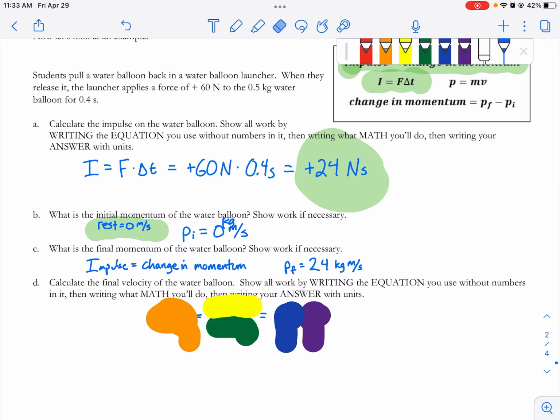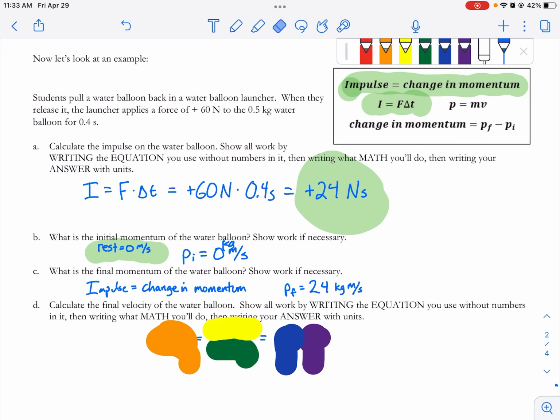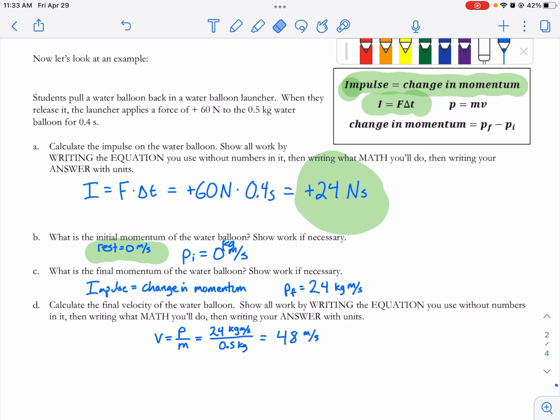The last one, I need to calculate the final velocity of the water balloon. Now this one, remember, you're going to have more equations than just these in this box on the test. And so when I'm trying to find the velocity from the momentum, I can use this equation, v equals p over m. I'm going to be plugging in that momentum that I have now at the end when the balloon leaves the water balloon launcher. I'm going to divide by the mass, which was 0.5 kilograms. When I do 24 divided by 0.5, I get 48. And the unit for velocity is meters per second. And so that's an example of working through one of these.